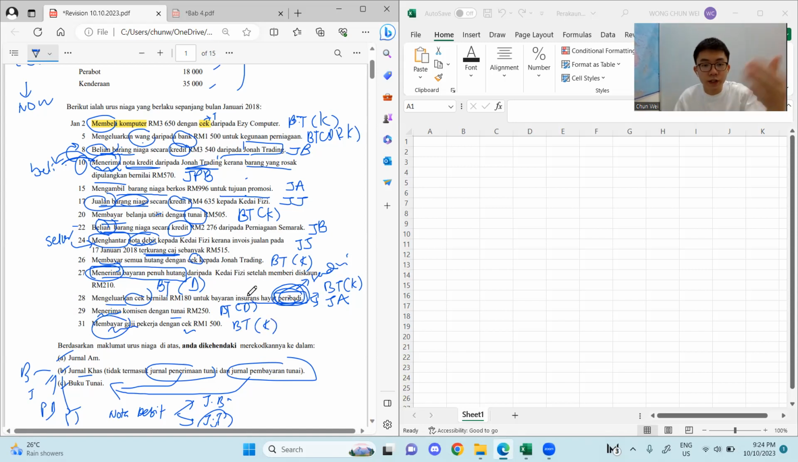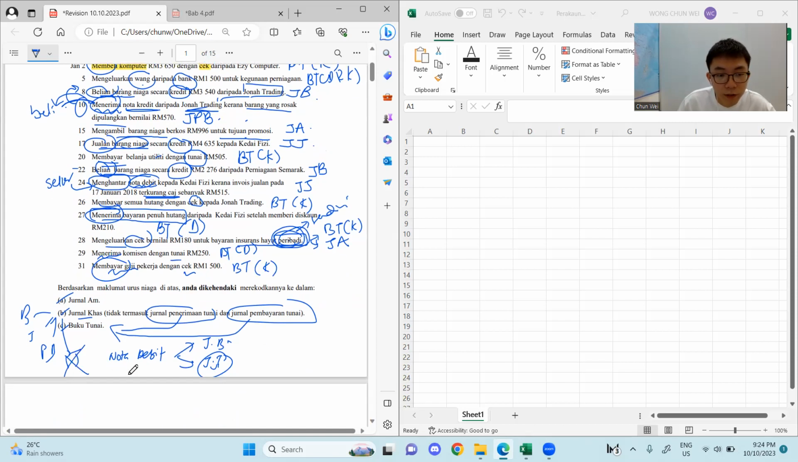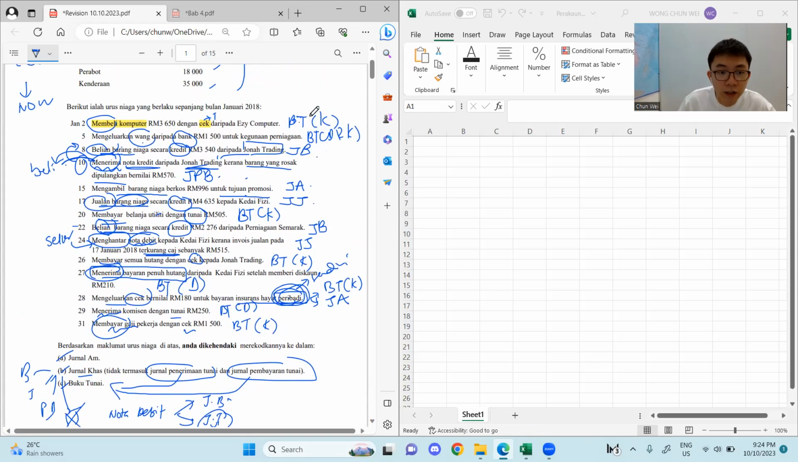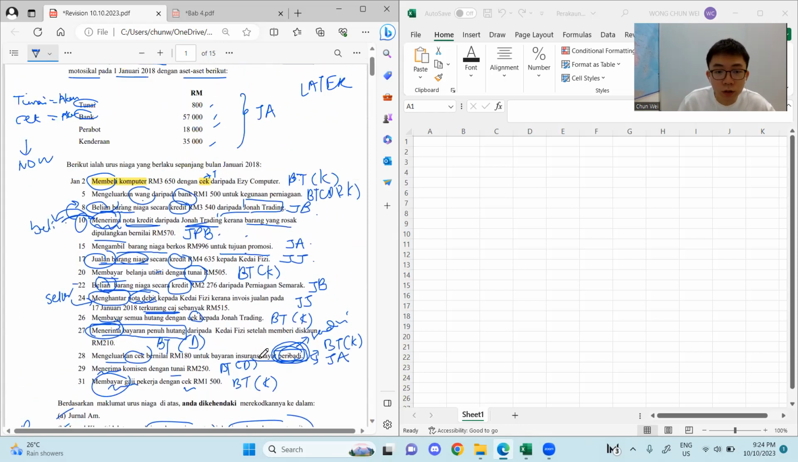So after knowing this, you can see that we will need jurnal belian, jurnal am, jurnal jualan, jurnal pulangan belian. Maksudnya, we don't need a jurnal pulangan jualan. That's why I say it's best that you go through the maklumat first, then you write down what you need, then only you start doing out the jurnal. Okay, is everyone following so far? If yes, please give me an F in the chat box.